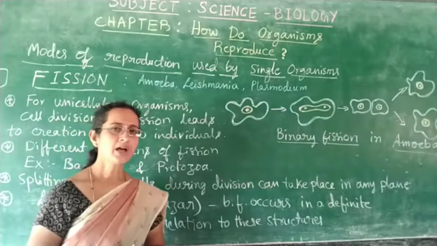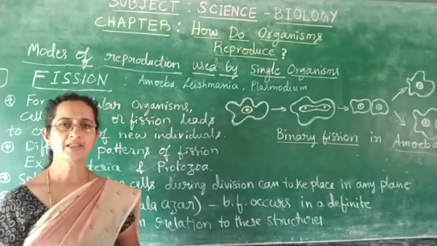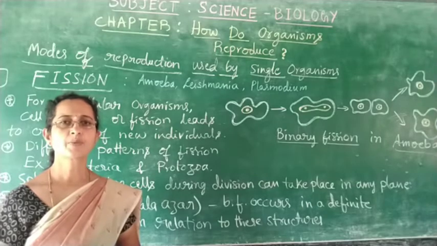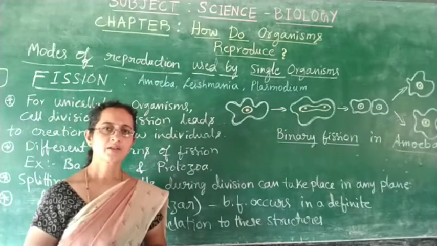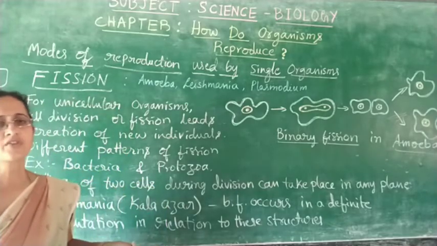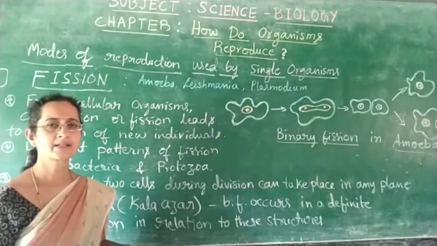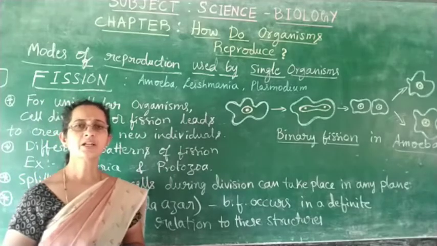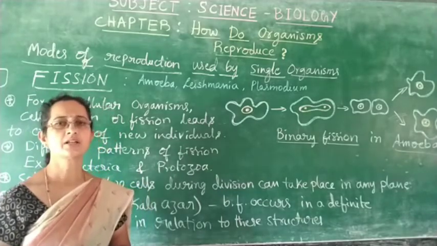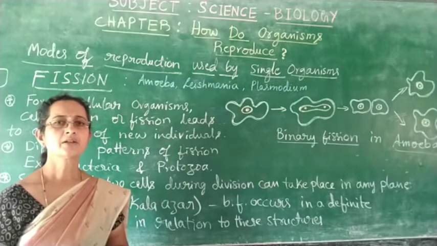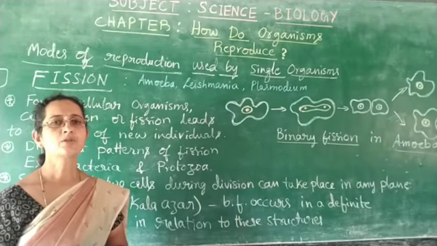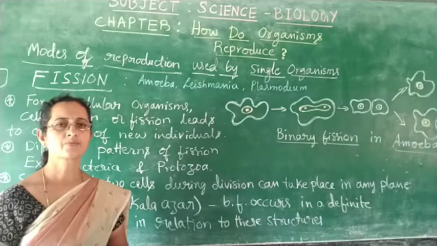Here we are learning two types of reproduction methods: the asexual method of reproduction and the sexual method of reproduction. Here we are studying different types of asexual reproductive methods. Asexual reproduction involves no fusion or union of gametes, whereas in sexual reproduction the female gamete fuses with the male gamete to result in a new organism.